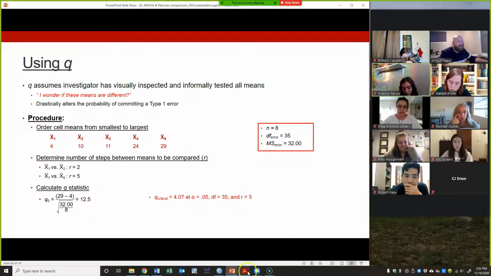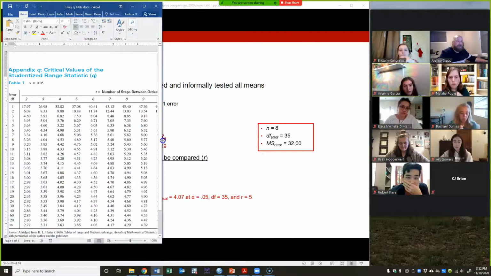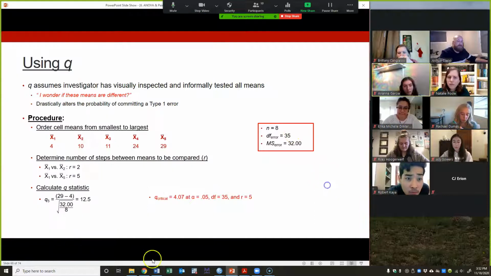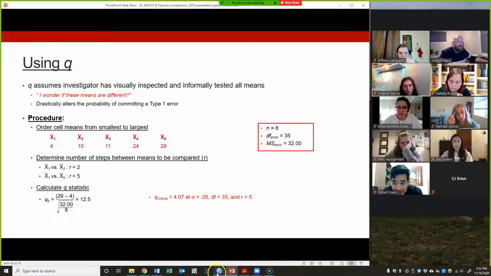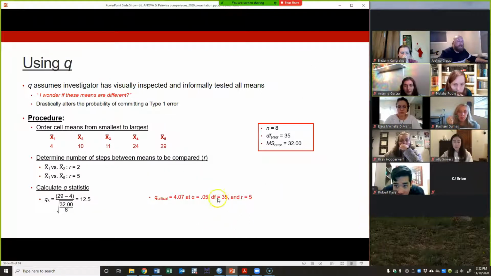Then I would bring up my Q table. I've got r equals 5, because we said this was 5 steps, with 35 degrees of freedom at alpha 0.05. Well, we don't have 35 degrees of freedom in the table. I got this off of an online calculator. But for r equals 5 and 35 degrees of freedom, it's somewhere between 4.1 and 4.0. It turns out that my critical Q is about 4.07, and again, I just used an online calculator to get this. So I would compare this test statistic against a Q critical of 4.07. Natalie, does my test statistic exceed my critical value?